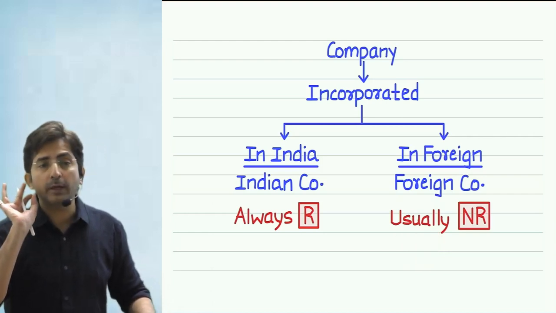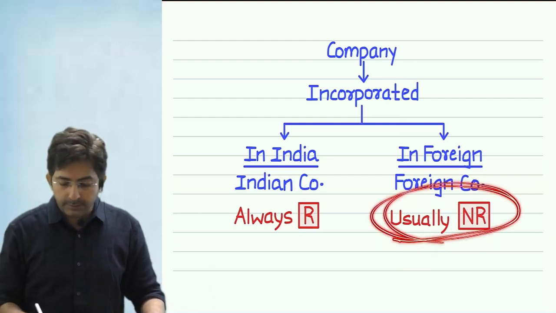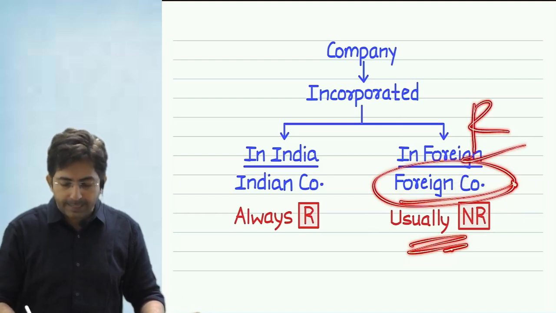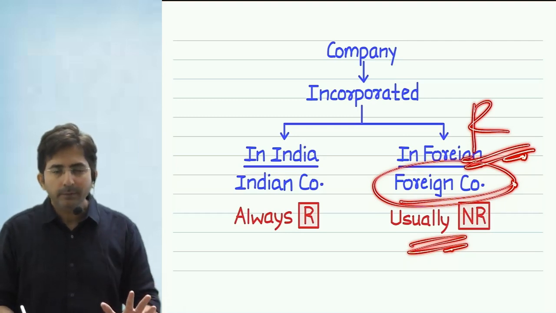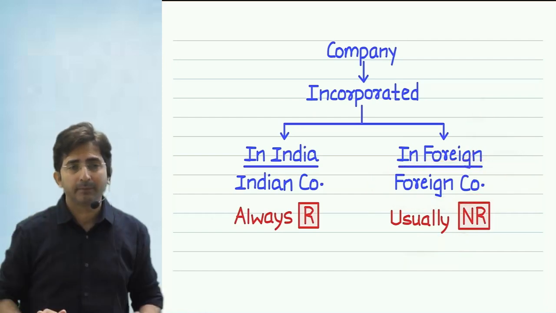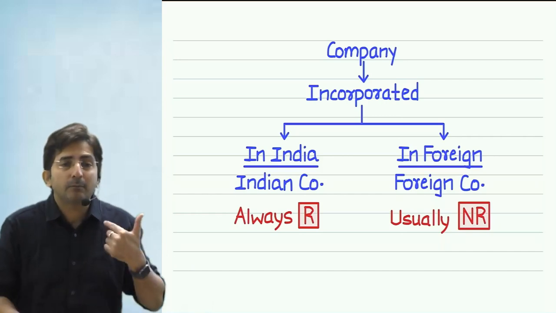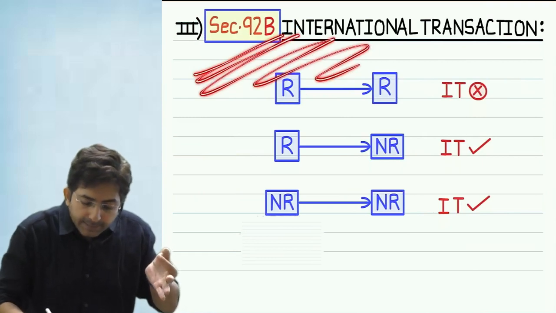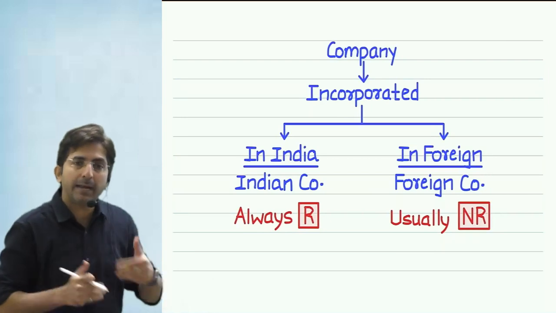So what doubt or curiosity should you have right now? Sir, you said usually non-resident, but that means it is possible that a foreign company can be R, right? So when? It's not possible to explain now. It is a detailed theory. I will explain at a proper time. Right now, this much knowledge is sufficient for the purpose which I am trying to achieve. Right now, my purpose is to make you understand 92B. So for that, I have given the limited knowledge which you require.